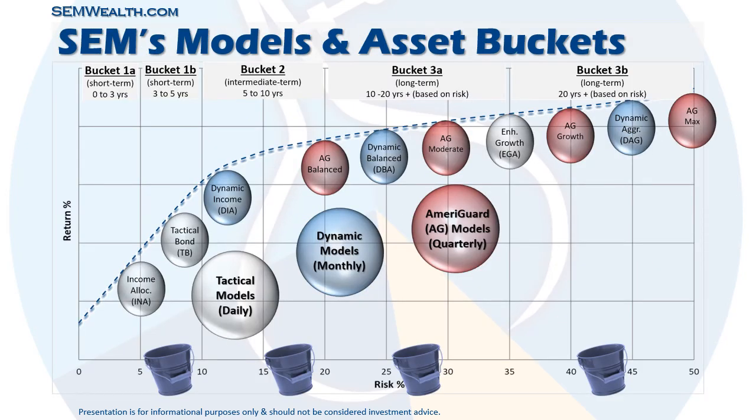And the way we do that is we have 10 different investment models. There you see them color-coded based on the investment management style, from our tactical models, which are managed daily, the dynamic models, which are economic based. We get that data monthly, and then our Ameriguard, where we do a quarterly reallocation of those assets based on all those indicators that I discussed earlier. So it's a very unique approach. We can scale down the risk with tactical bond. We have long-term money out in Ameriguard, and we can truly create a customized portfolio for our clients.